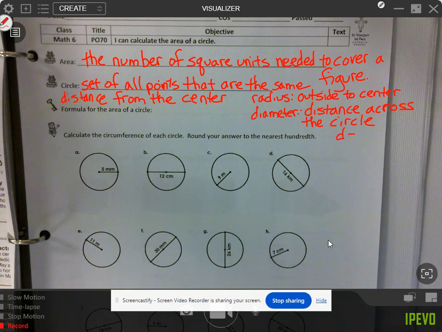Remember that the diameter equals 2 times the radius. That radius goes from the outside to the middle. The diameter goes from the outside to the middle and back to the outside. So we can see there are 2 radiuses in 1 diameter. So if you're given the radius and you need the diameter, you multiply it by 2. If you are given the diameter and you need the radius, that's when you divide it by 2.